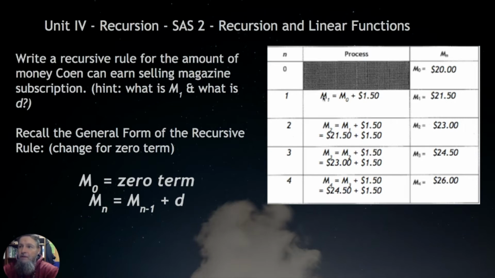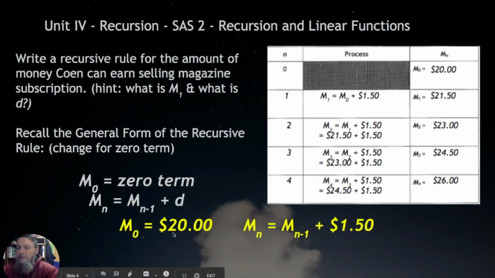So what do you think that term is? That's probably it right there. You see it? This should say equals 20 plus $1.50. That's exactly what it is. M subscript 0 is $20 because that's given in the table.